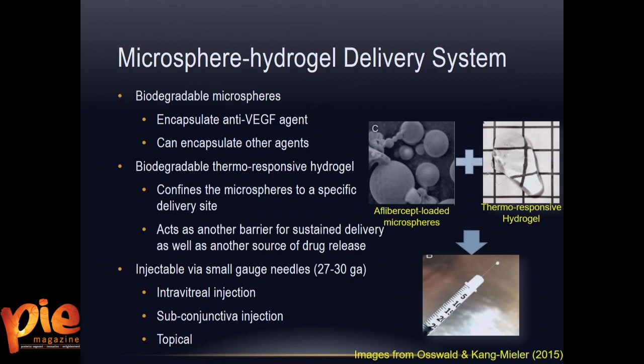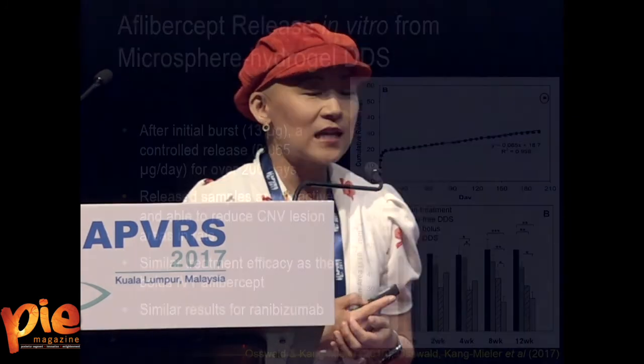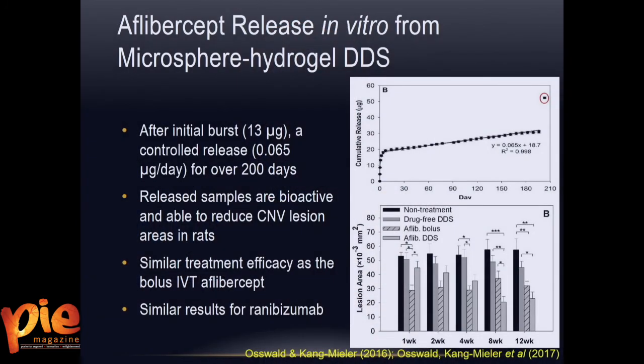We can inject it intravitreally, subconjunctivally, or even topically. We have recently shown that our system can have an initial burst of about 13 micrograms of aflibercept, then continues to release about 0.065 microgram per day for over 200 days. That's over a 6 month period of time. Not only can we release for 6 months, but the released sample is bioactive. In fact, we have demonstrated that it can reduce the CNV lesion size in rodent models, with similar treatment efficacy as the bolus injection of aflibercept. We have also demonstrated that it can work for ranibizumab as well.